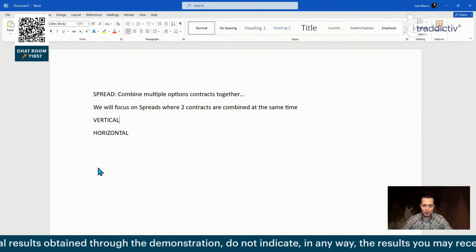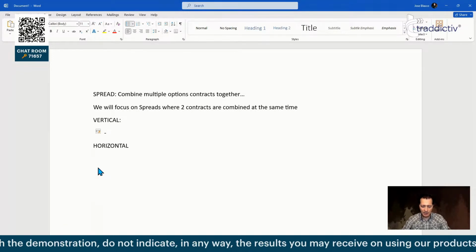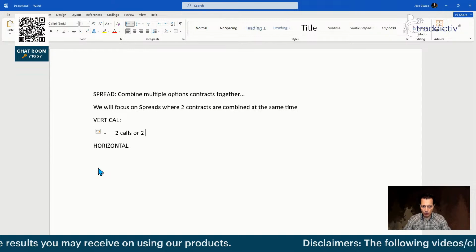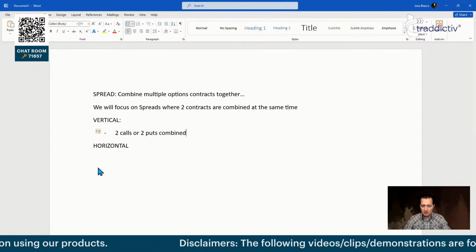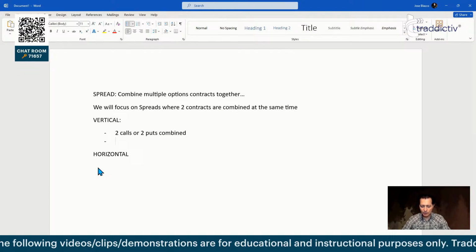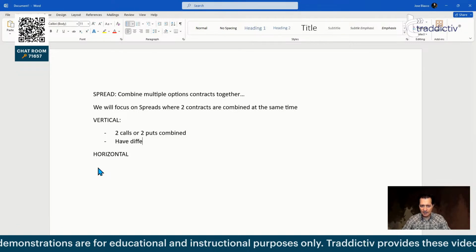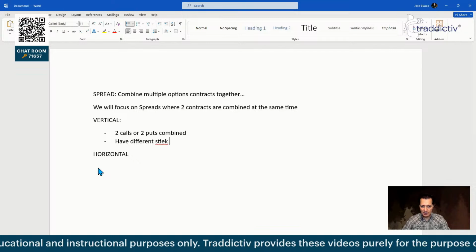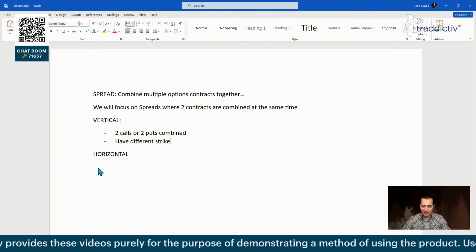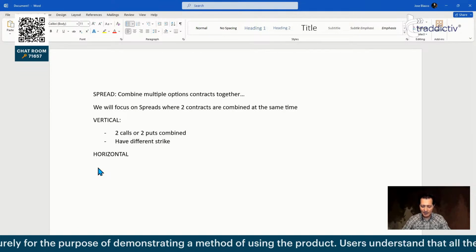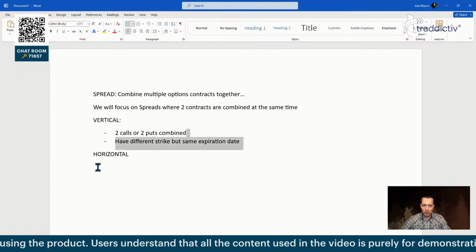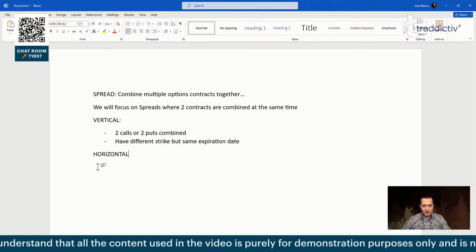And when combining two contracts at a time, you could end up with two calls or two puts combined. And you could also have those calls or puts have different strikes, and I guess I got a little bit of fat fingers today. I have different strikes, but same expiration date, and we call that vertical spreads.